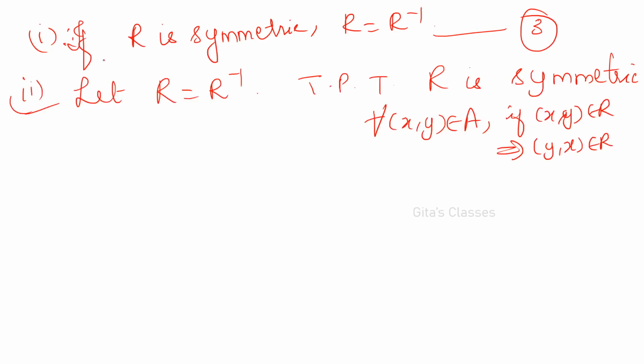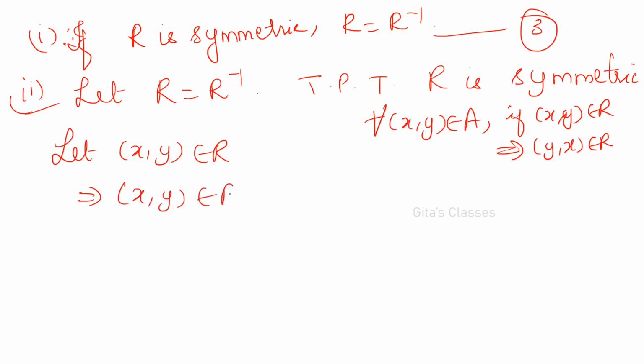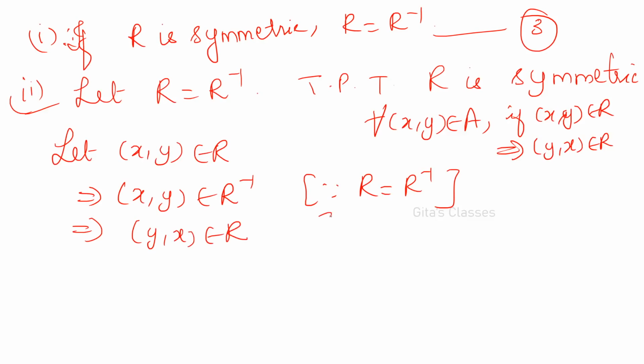Let x comma y be an arbitrary member of R. Let x comma y belong to R. Take some element from R. What do you know about this? Now we know that R is equal to R inverse. That means x comma y belongs to R inverse. You write the reason: because R is equal to R inverse. So by the definition of R inverse, what do you know about this? This x comma y belongs to R inverse means y comma x belongs to R by the inverse definition.